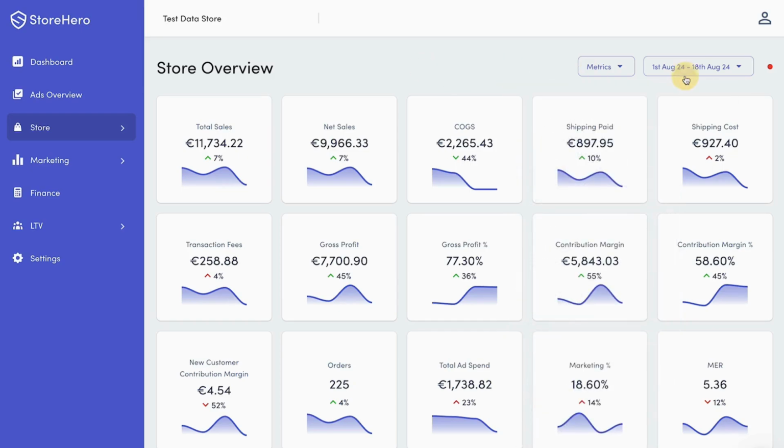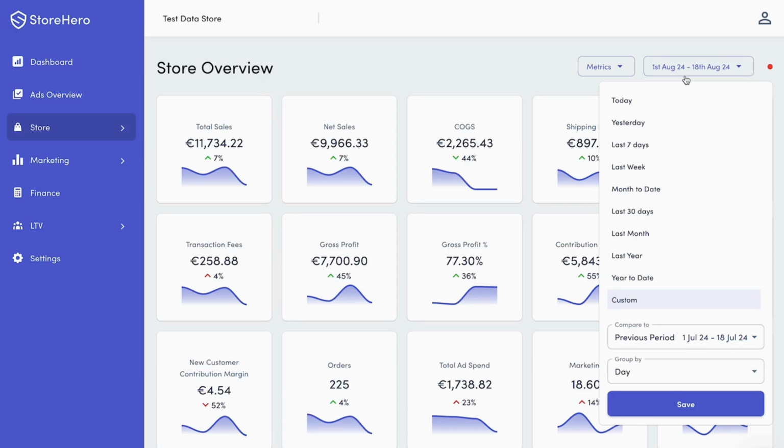You can easily adjust the performance date range, whether it's a fixed time period or a custom range, or also compare that data to the previous period, whether it be this day, week, or month, or alternatively compare against the previous year. You can also choose to group those metrics by day, week, or month, and on that basis, especially looking at longer time periods, your performance charts will be grouped in that fashion.